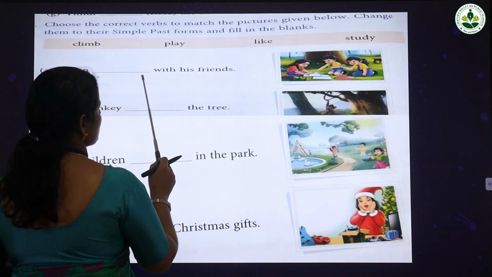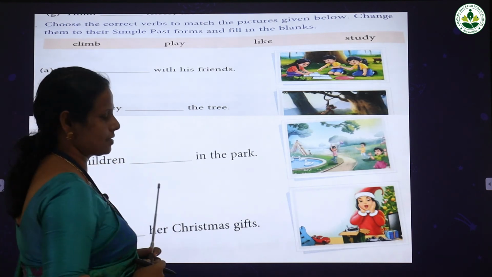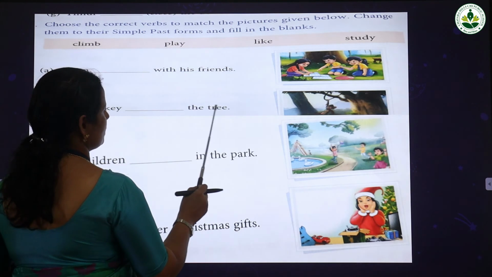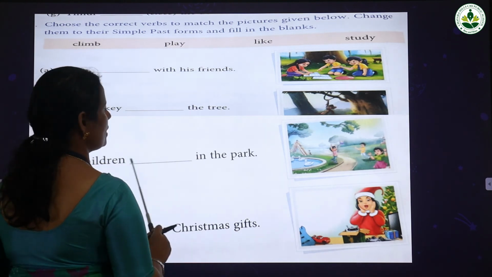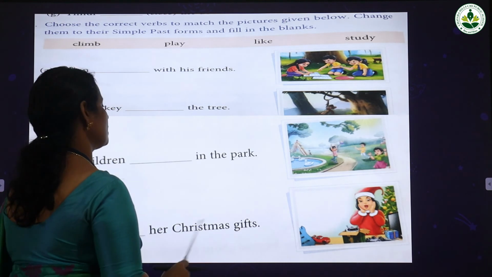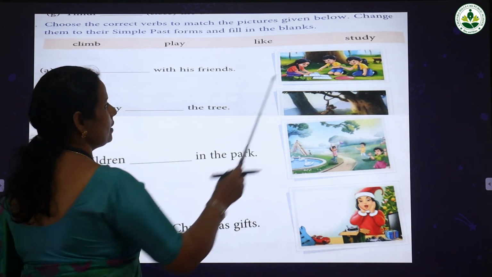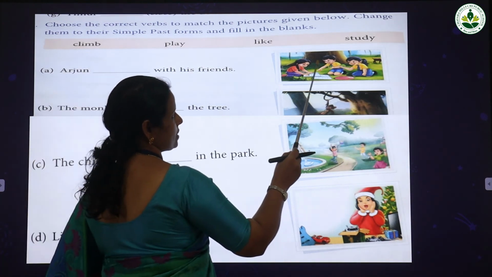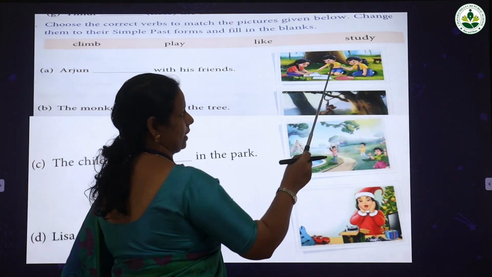Arjun dash with his friends. The monkey dash the tree. The children dash in the park. Lisa dash her Christmas gift. See, in this picture, from the picture itself we can understand that the children are studying, isn't it?